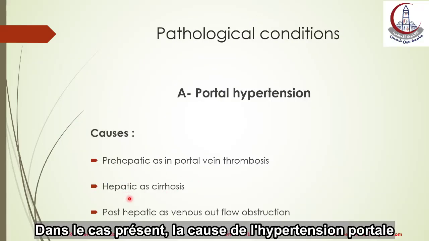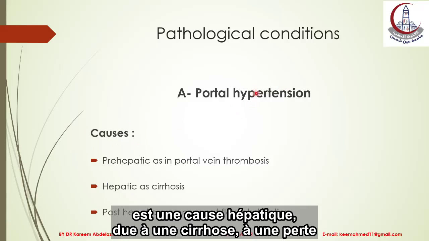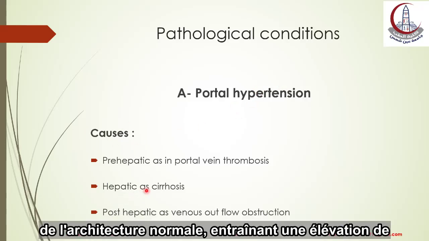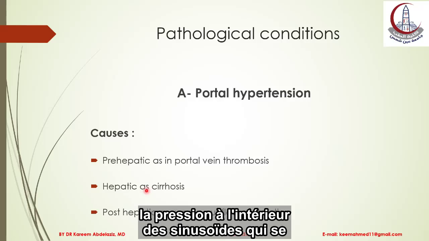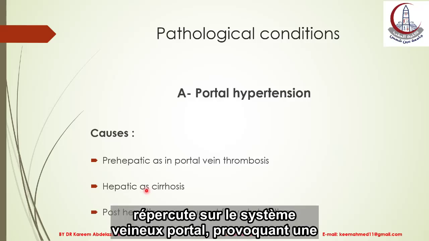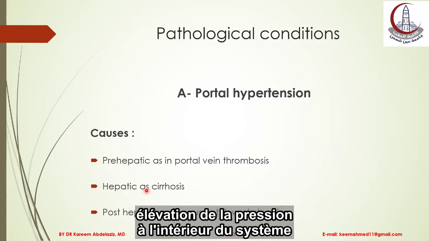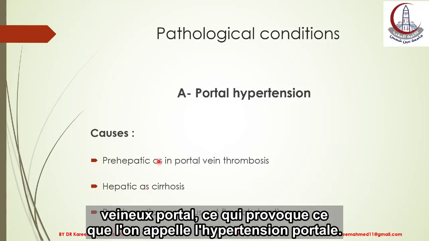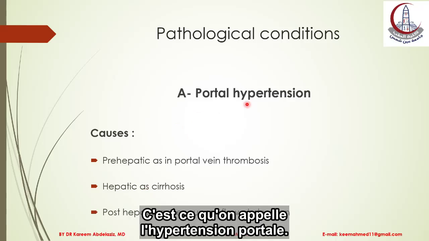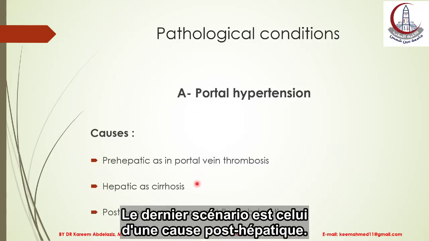And in this case here, the cause of portal hypertension is a hepatic cause, due to cirrhosis, due to a loss of normal architecture leading to elevating pressure inside sinusoids that reflect back on the portal venous system, causing elevation of pressure inside the portal venous system, causing what's known as portal hypertension.